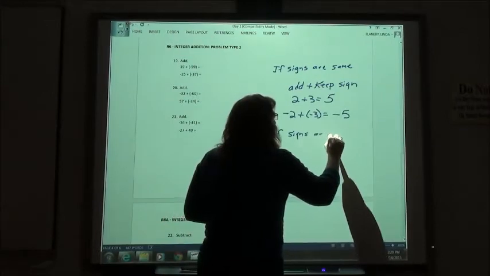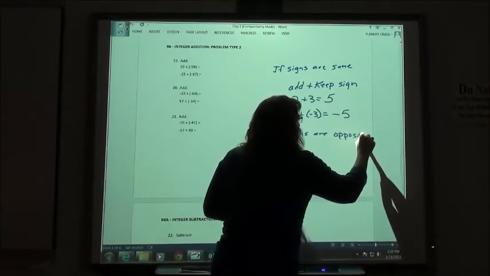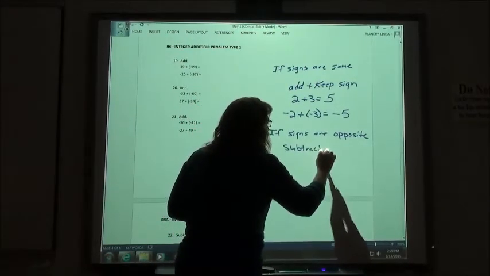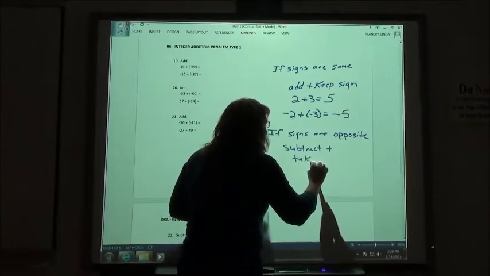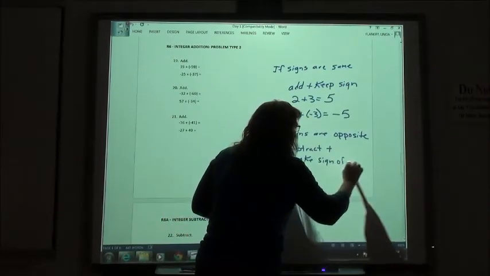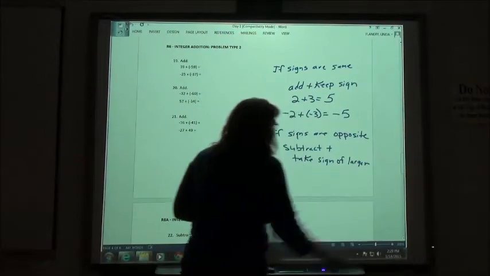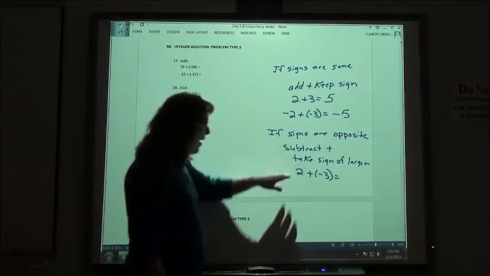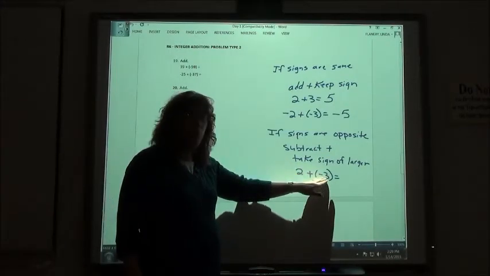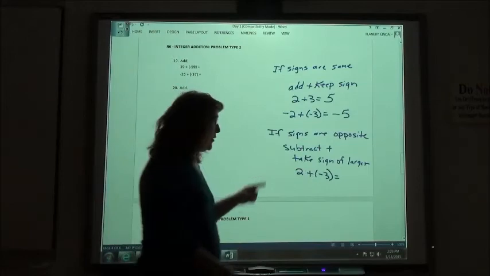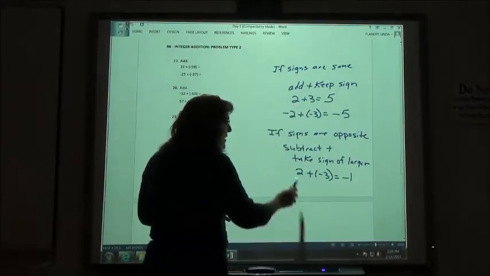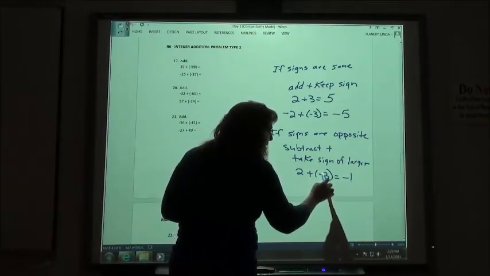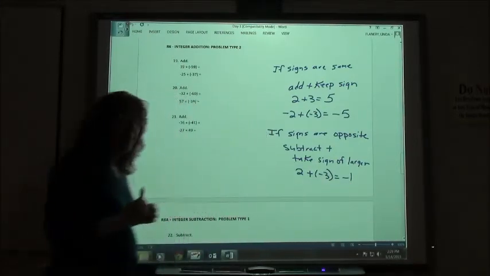If my signs are opposite, we're going to subtract the values of the two numbers and take the sign of the larger. If I have 2 plus a negative 3, I have $2, but I owe $3. I'm going to be $1 short. So what they say is to subtract the values, ignoring the signs. 3 minus 2 is 1, but take the sign of the bigger one. The bigger one's negative, so I'm at minus 1.